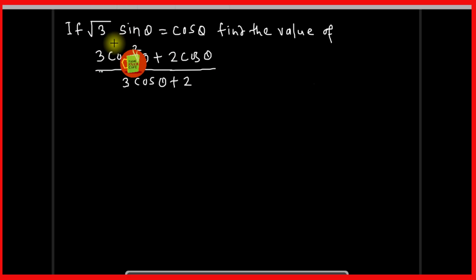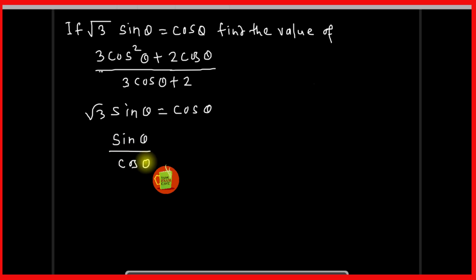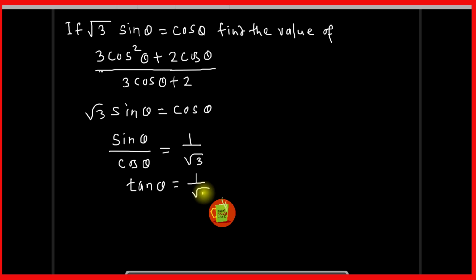Now here is the question on the screen: if root 3 sin theta is equal to cos theta, then find the value of 3 cos square theta plus 2 cos theta upon 3 cos theta plus 2. Here first we will write the given things. What is the given thing? Root 3 sin theta is equal to cos theta. Take cos theta to this side and root 3 to the other side, then you will get sin theta upon cos theta, which is equal to 1 upon root 3. But sin theta upon cos theta is tan theta, which is equal to 1 upon root 3.